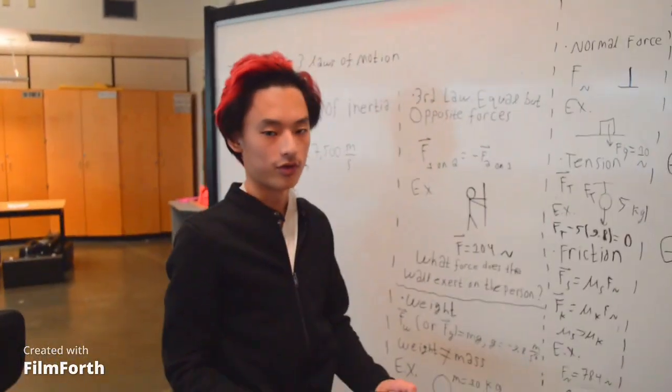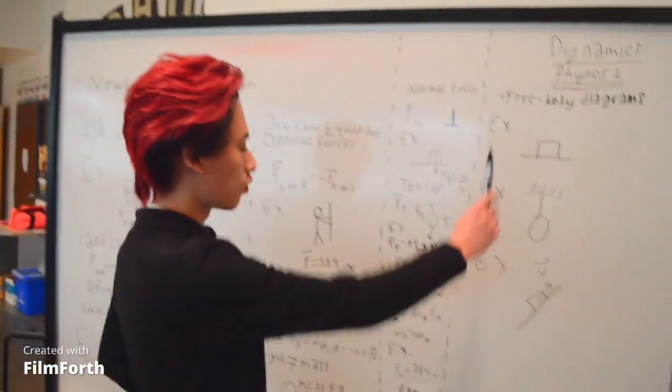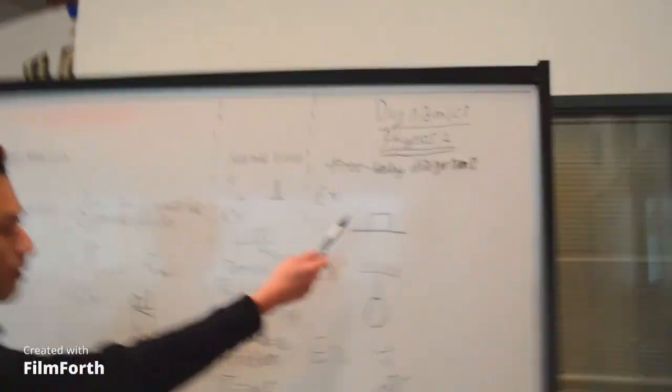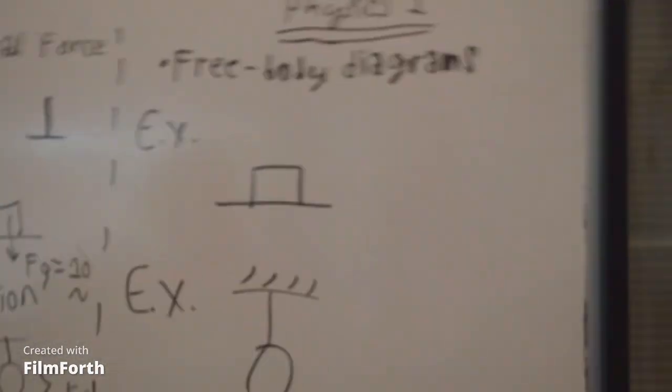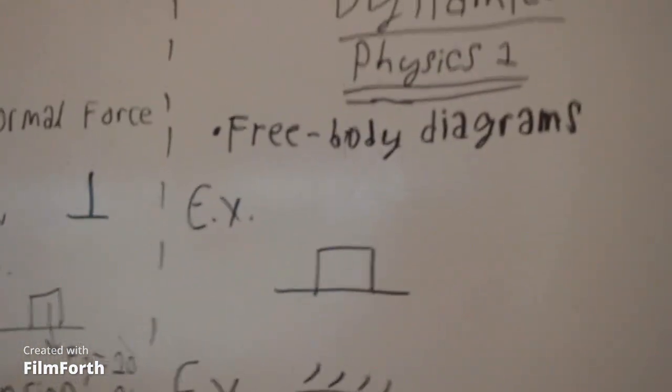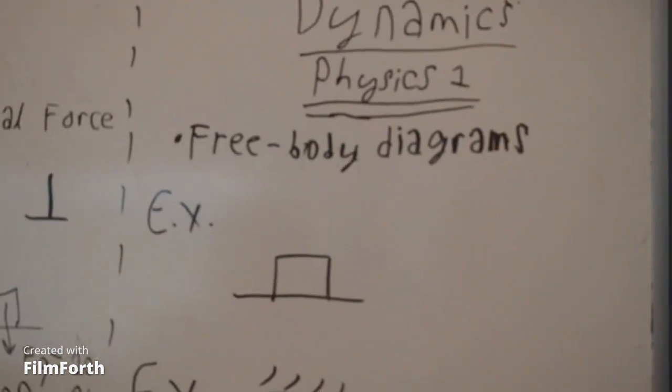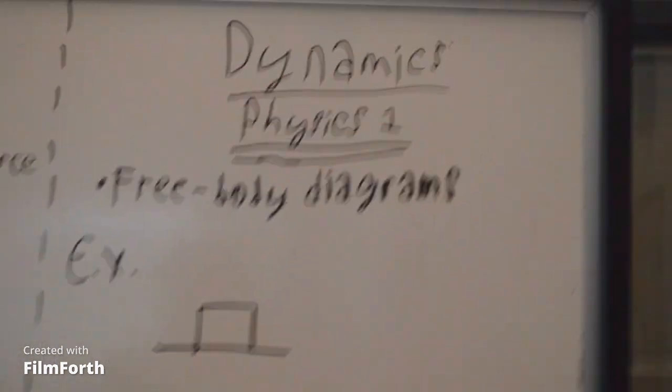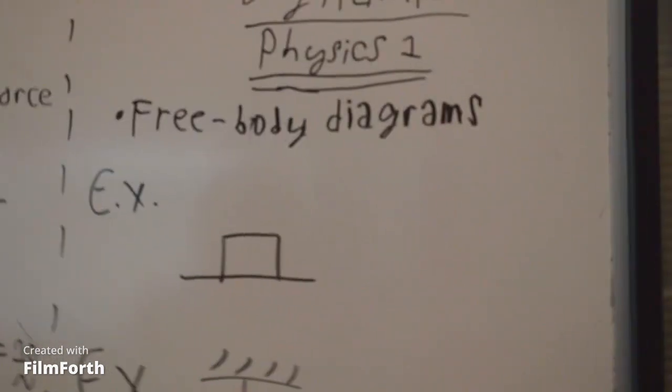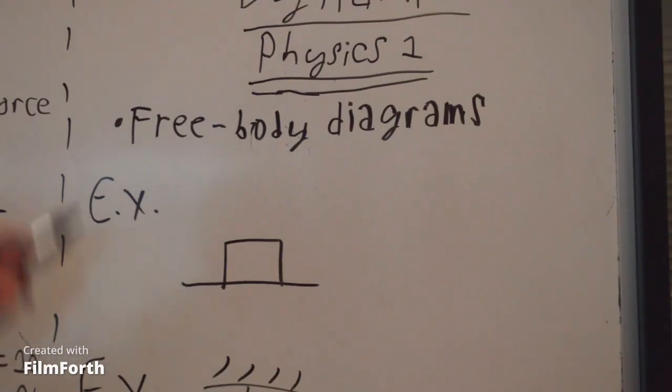Alright, now that we talked about all those forces, what happens if there are multiple forces acting on the object? This is where free body diagrams come in. The reason we use free body diagrams in physics is to sketch out all the forces. We use it to visualize all the forces that act on an object. So for example, let's do some examples.